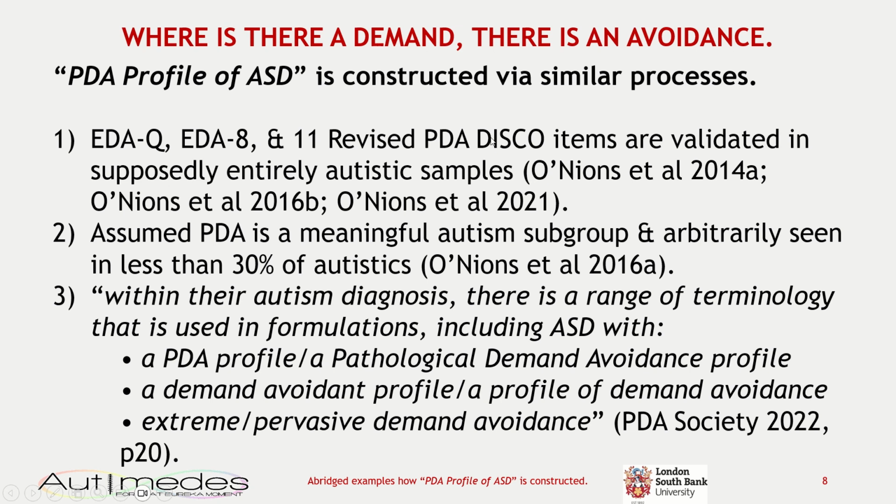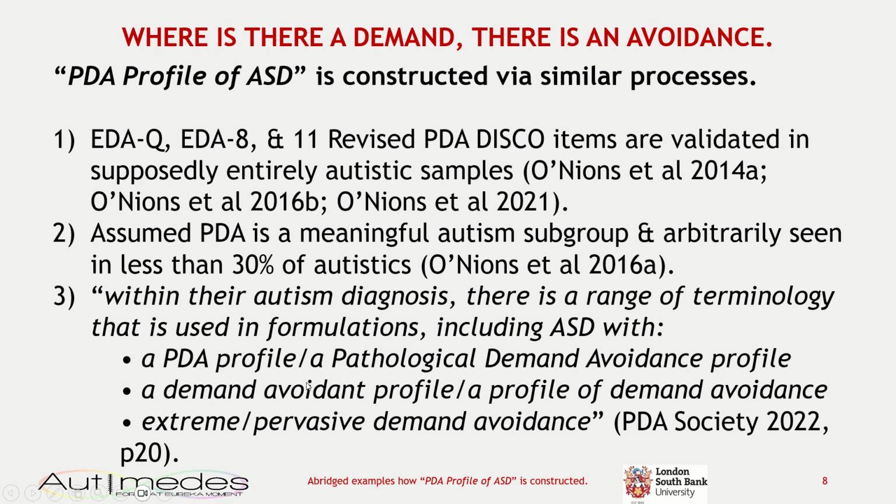And the 11 revised PDA DISCO items. The DISCO is the semi-structured interview created by the National Autistic Society to assess for autism, and it has 11 revised PDA questions because they originally had 17. So in the study which initially validated the 11 revised PDA DISCO questions, they assumed that PDA was seen in less than 30% of their sample because they wanted to make PDA a meaningful subgroup of autism, which is problematic in my view.